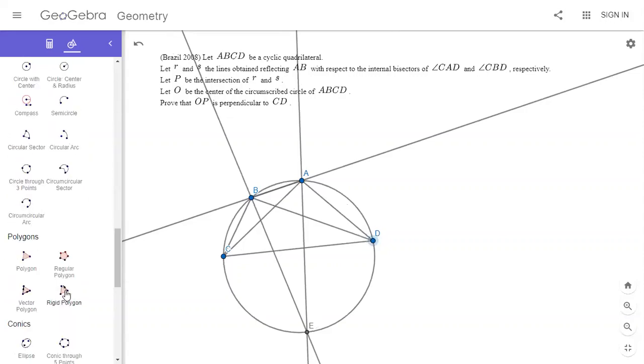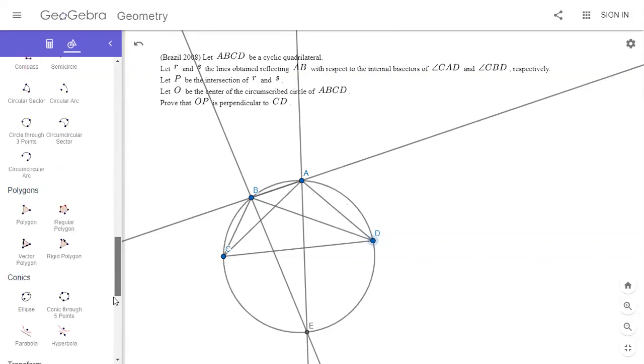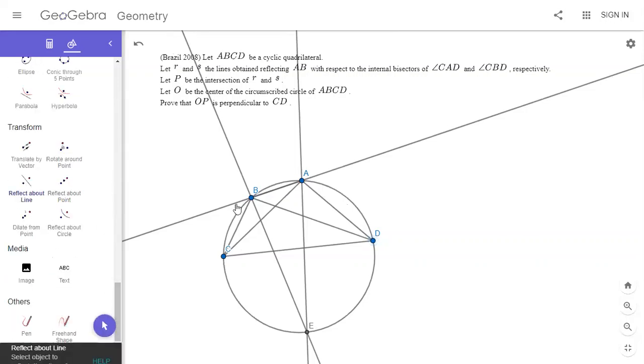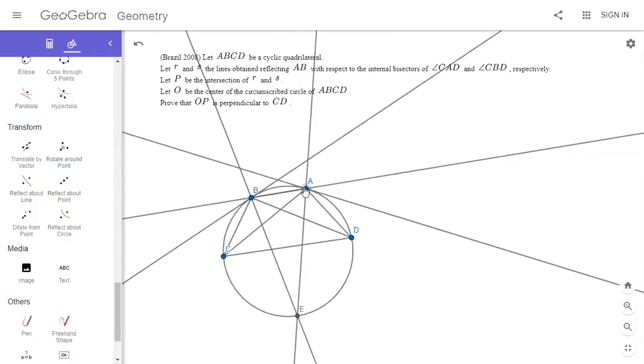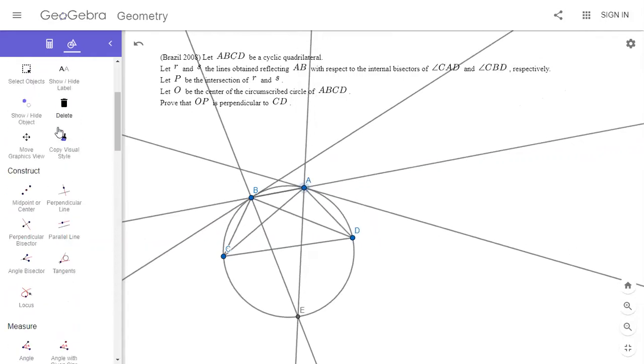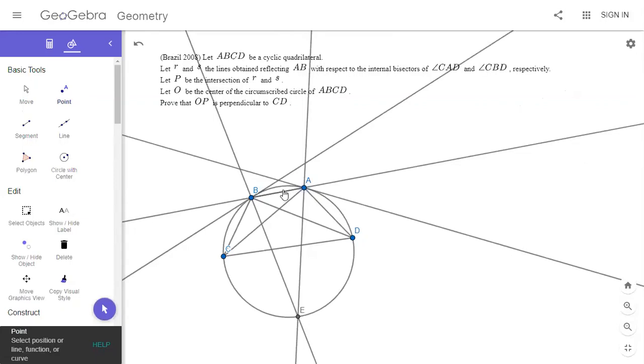So where's my reflect? Reflect AB about both the bisectors. Whoops. And let it intersect at a point P, and O is the center.